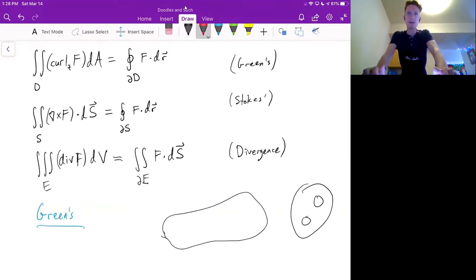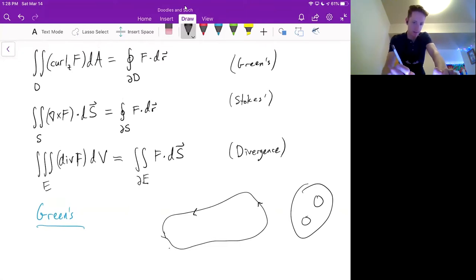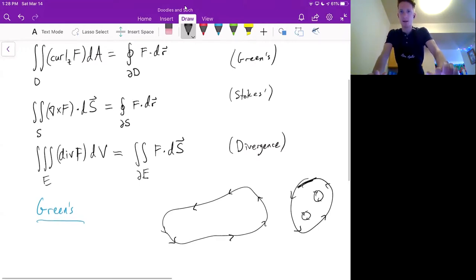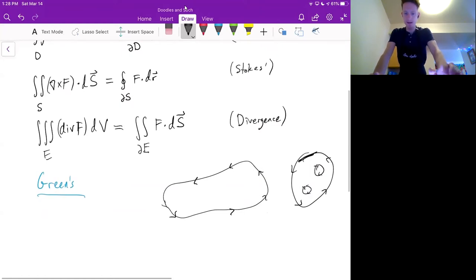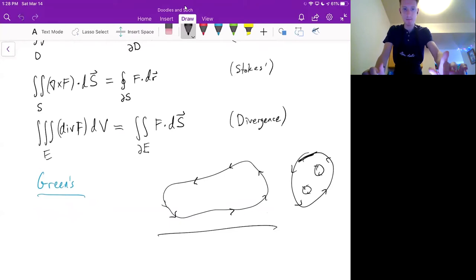And what Green's theorem says is that if I want to know the circulation of some vector field around the boundary of a region, all I need to do is integrate the curl over the interior. And the geometric intuition here is, so let's think about this first picture here.